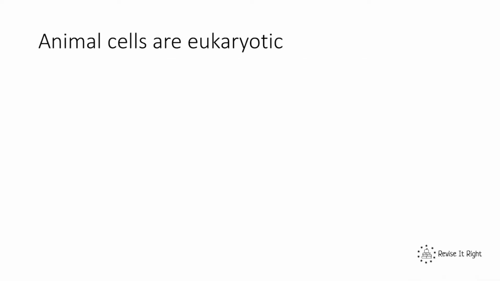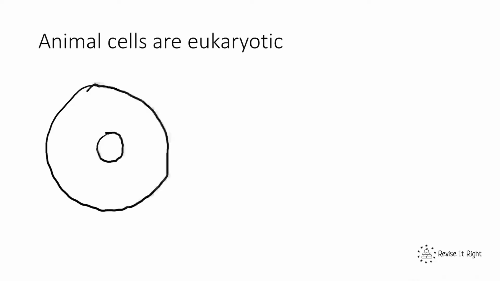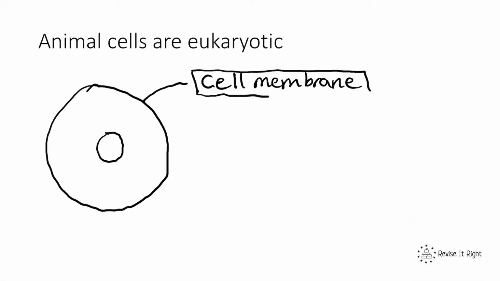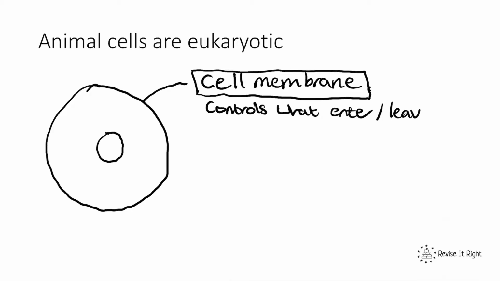Animal cells are examples of eukaryotic cells. That is because they contain a nucleus. I'm going to draw an animal cell for you here. Okay, so here I've drawn the cell membrane. This is on the outside of an animal cell, the cell membrane. And this controls what can enter and leave the cell.